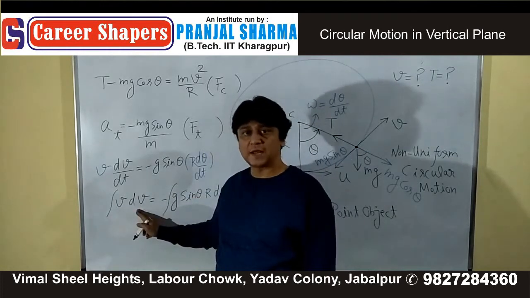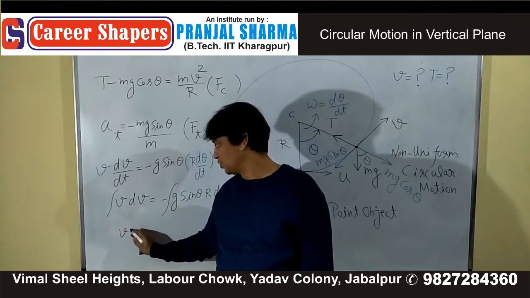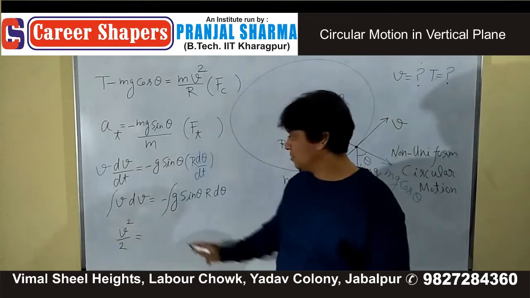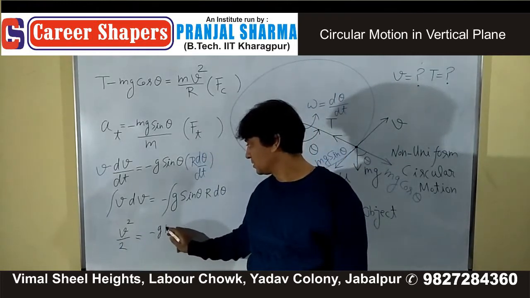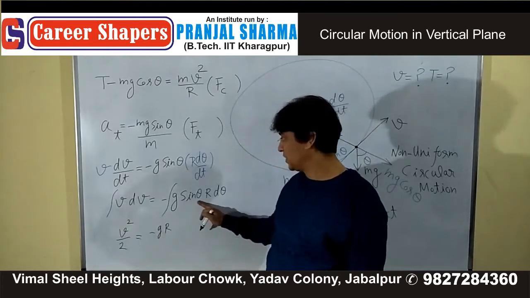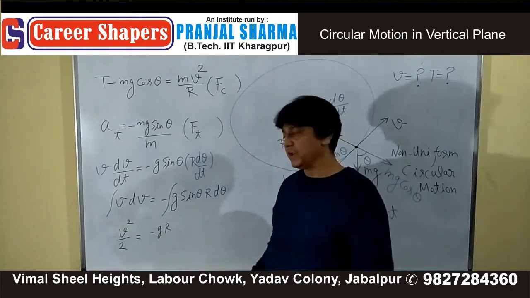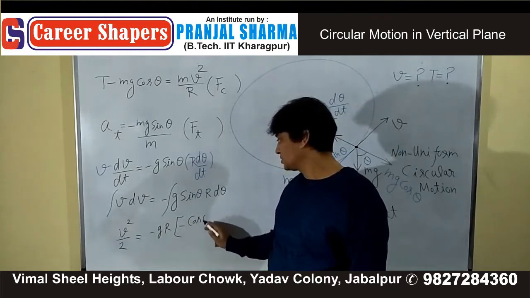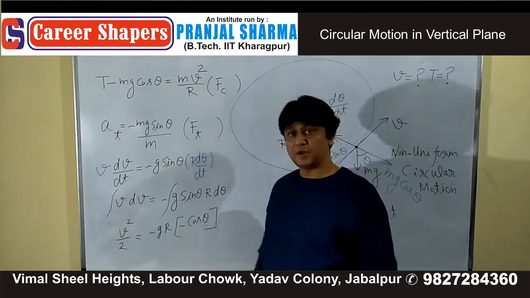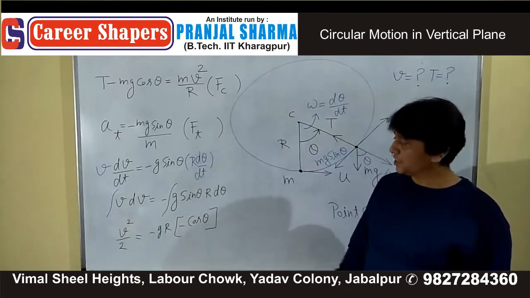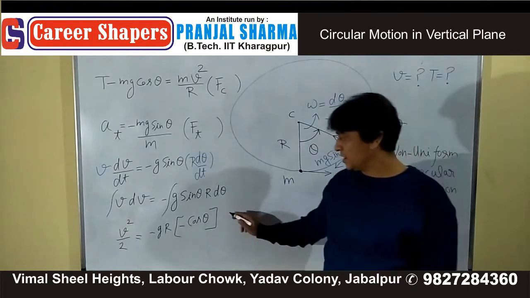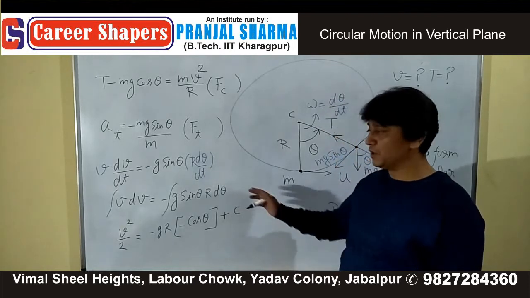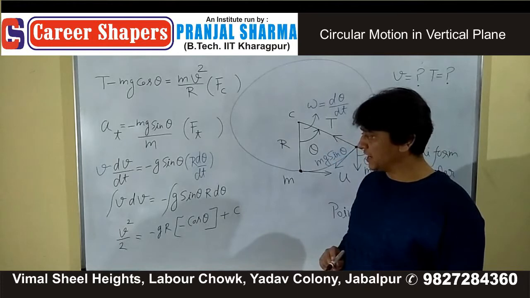V dv, it's like x dx. Its integration will be v square divided by 2 equals minus of gr into the integral of sine theta d theta. Sine theta, its integration is minus of cos theta. Remember, differentiation of sine is what? Cos. Its integration is what? Minus cos theta plus constant of integration c. When you integrate, you always go for constant of integration.